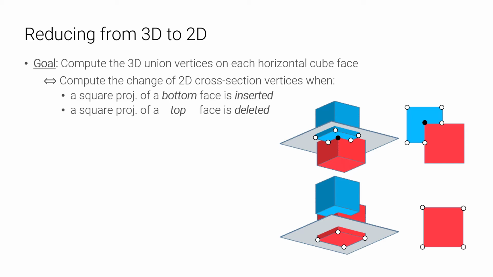Thus, what we've done is reduce the problem from computing these 3D union vertices on each of the horizontal faces of cubes to now reporting the changes in the cross-section as the sweeping plane begins and stops intersecting the cubes during the sweep. In the remaining time, we'll be discussing how we maintain this 2D cross-section in a way that supports insertions and deletions of squares as this plane sweeps through those cubes.